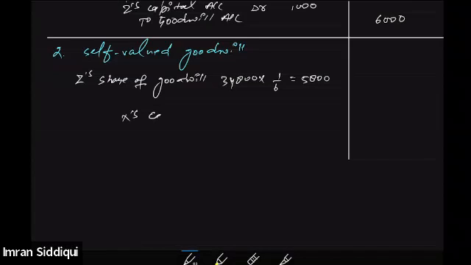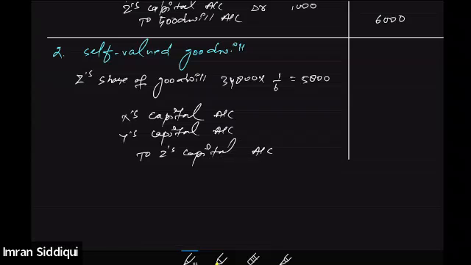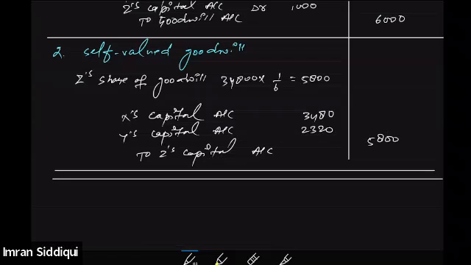X capital account debit. Prerna, could you please tell me the amount? X account amount will be 3,480 and Y is 2,320, total 5,800. All right. So this is the journal entry for the goodwill. So the first requirement of the question is done.